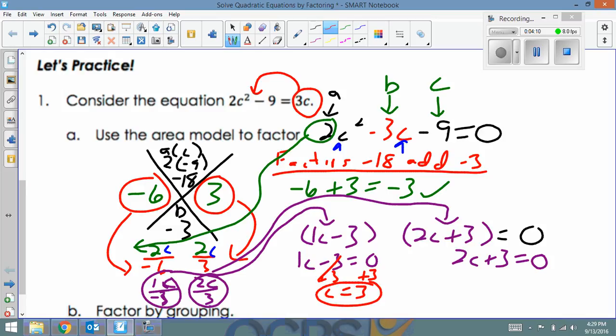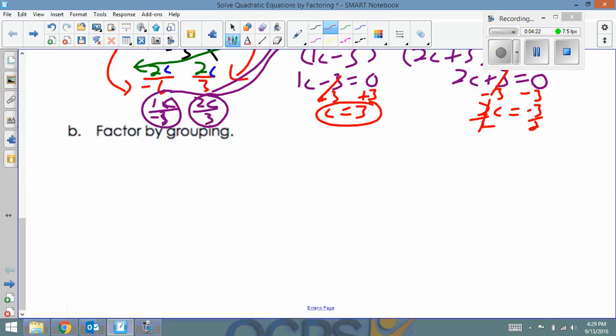That's one answer. For the other answer, we're going to subtract 3 from both sides. We get 2c equals negative 3. Divide both sides by 2. And we get c is equal to negative 3 over 2. With quadratics, you should always get 2 answers. Always should get 2 answers.